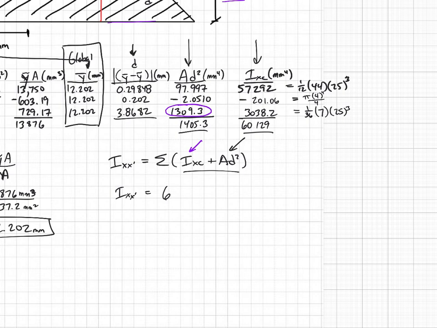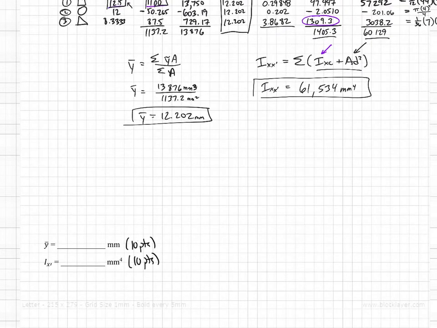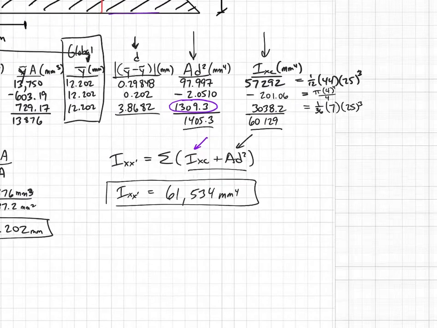Okay, and I get 61,534, and that's millimeters to the fourth. Okay, and of course, you guys know me, I don't like all these sig figs. So the Y bar is going to be 12.2 millimeters, and the IXX or IX prime is going to be 6.15 times 10 to the fourth. Okay, 3 sig figs.